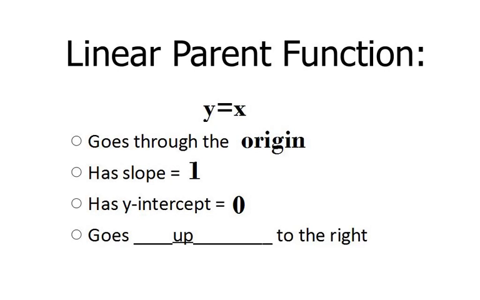Now let's talk for a minute about the linear parent function. The equation for that is y equals x. We learned that at the beginning of the year. Some things we need to remember about the parent function for linear graphs is that it goes through the origin. It has a slope equal to 1. It has a y-intercept equal to 0 because it goes through the origin. And the line goes up to the right. Just a quick reminder, we learned that slope is m, so m equals 1. We learned that y-intercept is b, so b equals 0.